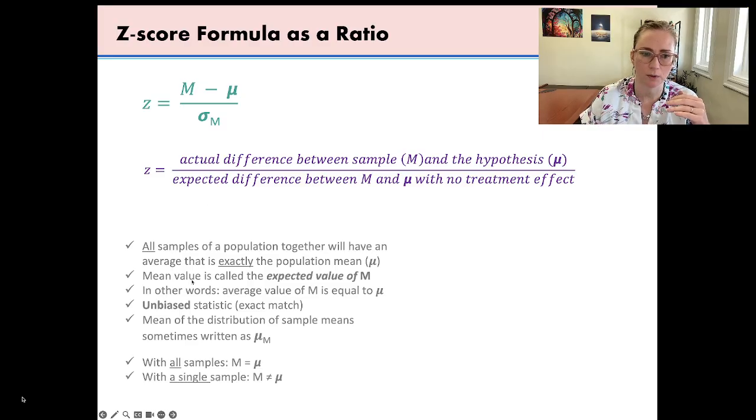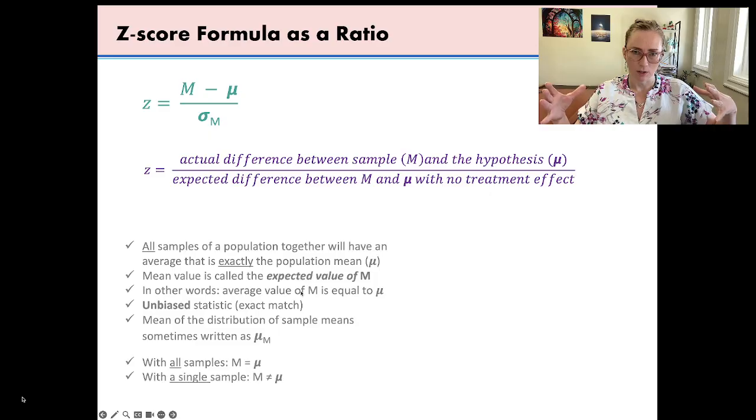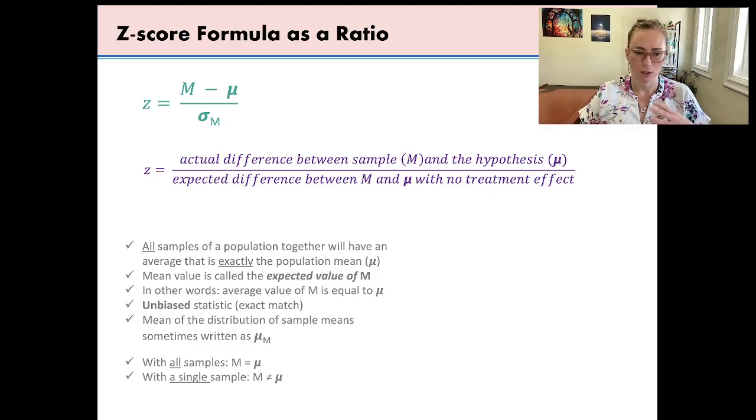And this is just reiterating some of the stuff that I had from the central limit theorem. All samples of a population together will have the average that is exactly the population mean. It's called the expected value of M. So M is an unbiased statistic, which is really handy. If I took all samples and I took their averages, I would end up with the population average.